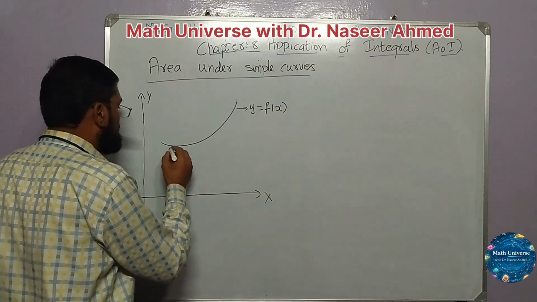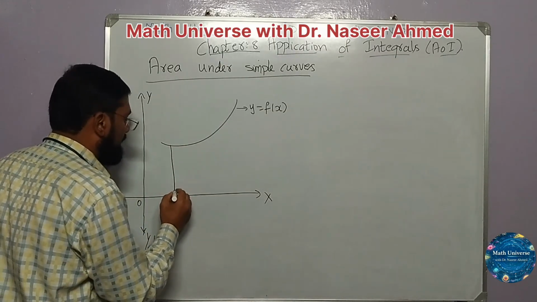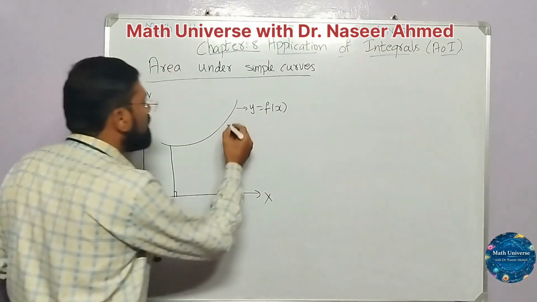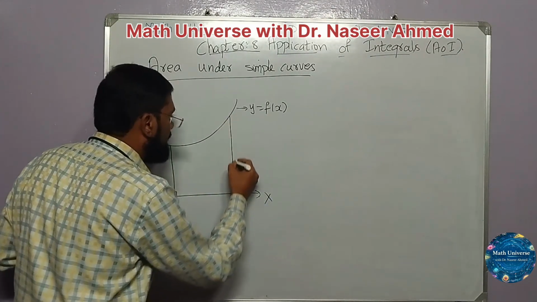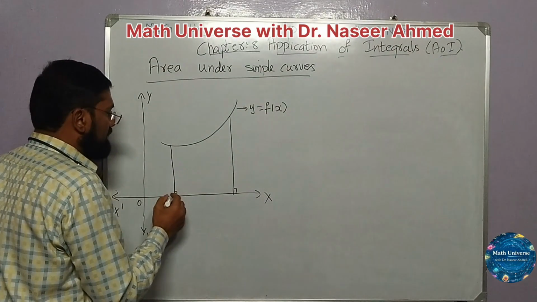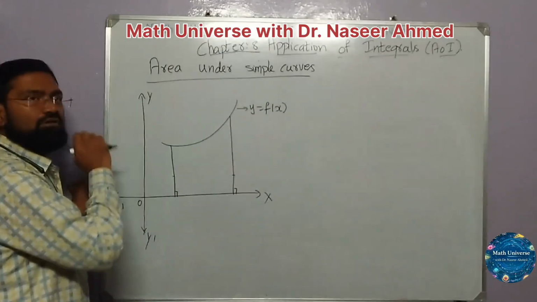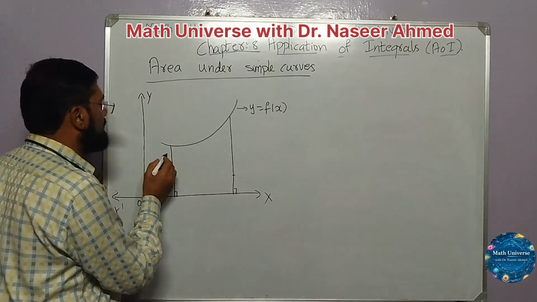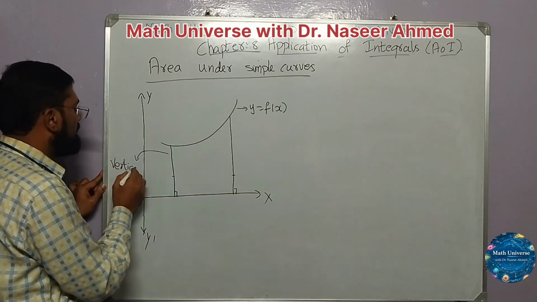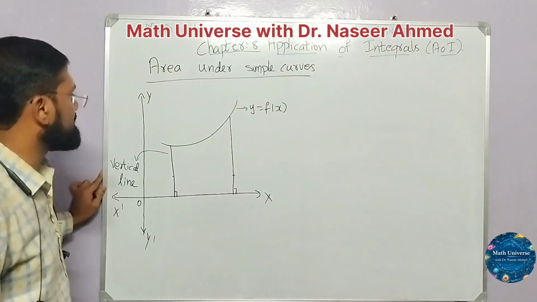Now here let us have a vertical line. What is a vertical line? Any line perpendicular to the x-axis. And one more line, again a vertical line. Both this line and this line are perpendicular to the x-axis or parallel to the y-axis, and this we call a vertical line.